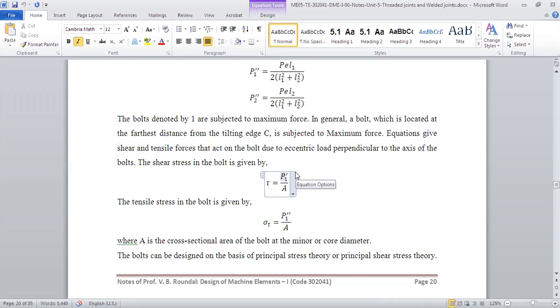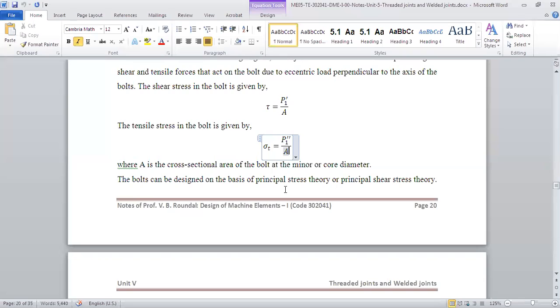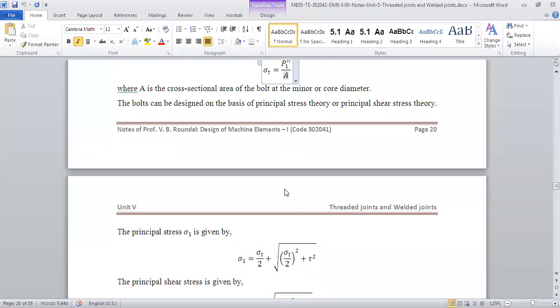So now shear stress is equal to the direct shear P1 dash, which we calculate as P upon number of bolts upon area pi by 4 d square, and tensile stress is P1 double dash, whatever we just calculated, upon again the area pi by 4 d square, right? If we put these in, these are the direct shear stress and direct tensile stress. Okay, now we have two types of stresses, shear and tensile.